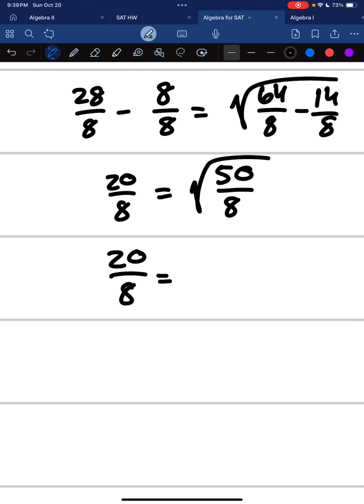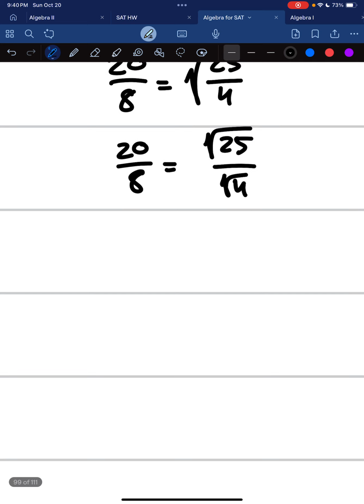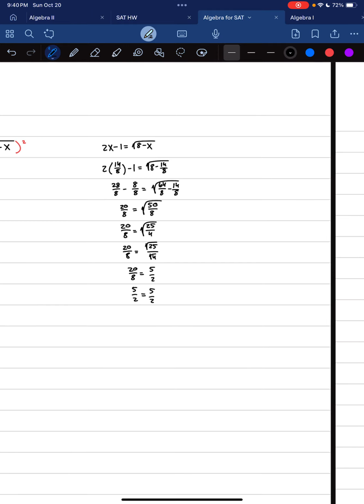Anyway, so 20 over 8 equals the square root of 25 over 4. If we simplify 50 over 8, it becomes 25 over 4. And then 20 over 8 is equal to the square root of 25 over 4, which is the same thing as the square root of 25 over the square root of 4. So we get 20 over 8 equals 5 over 2, which is true, right? Because if you reduce 20 over 8, it becomes 5 over 2. So our first solution, which was x equals 14 over 8, works.